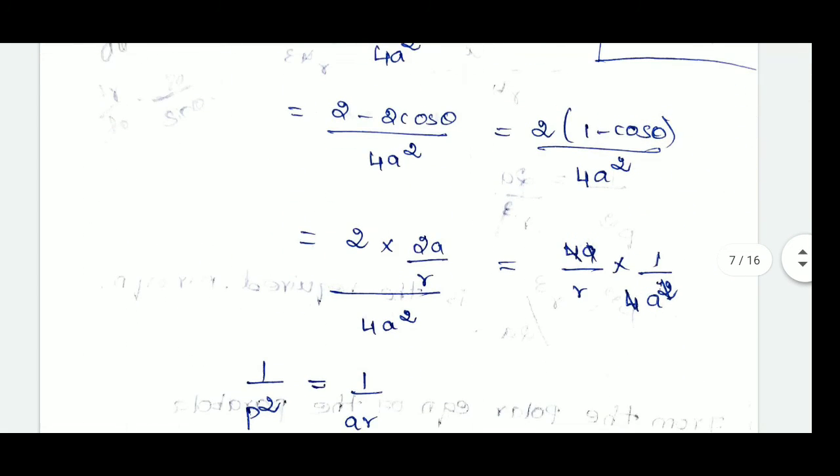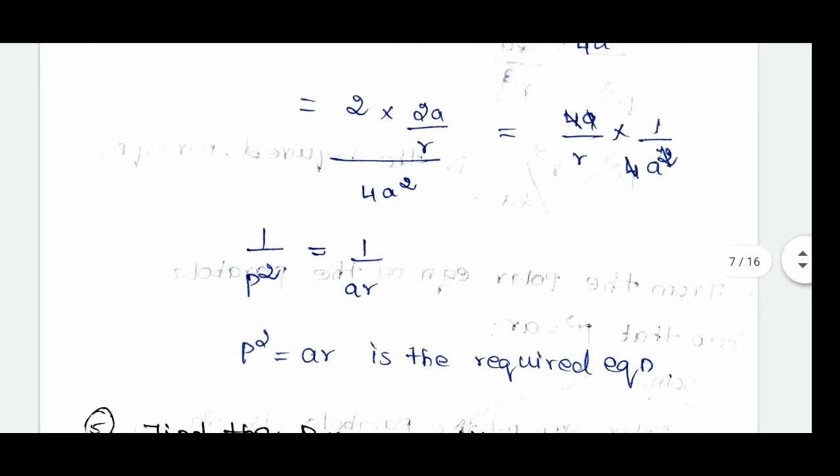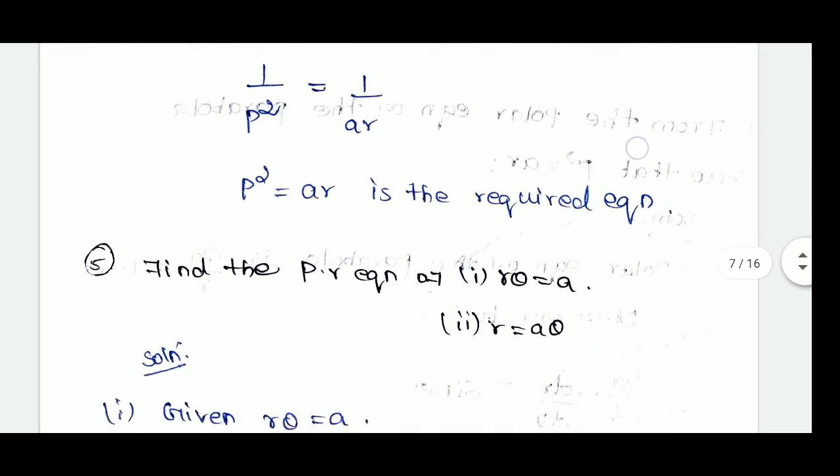2 into 2a by r by 4a square, that is 4a by r into 1 by 4a square. 4 gets cancelled, a also gets cancelled. We get 1 by p square equal to 1 by ar. Taking the reciprocal, we get p square equal to ar, which is the required equation.